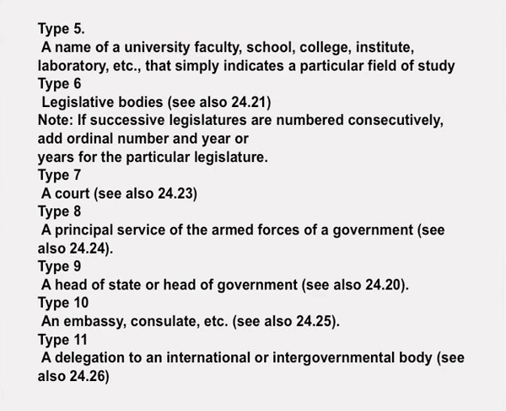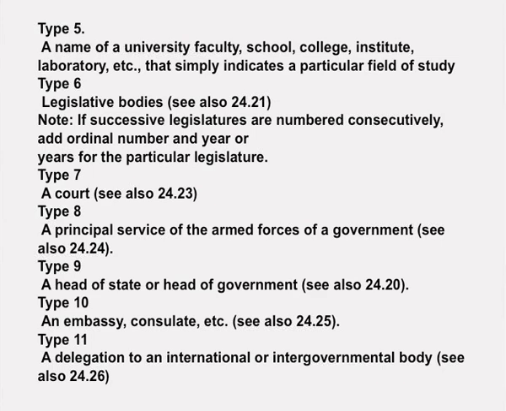Type 6 of subordinate bodies are the legislative bodies. If successive legislatures are numbered consequently, add ordinal numbers and year for that particular legislature. Let us say an act by Government of India was passed in 2021. Now, if the act is revised and again passed by the parliament in 2025, then both the acts will be carried as separate name authority records, with the acts carried with the ordinal number, meaning the 10th, 11th, 12th, whatever act it is, and the year it was promulgated, meaning 2021 or 2025.